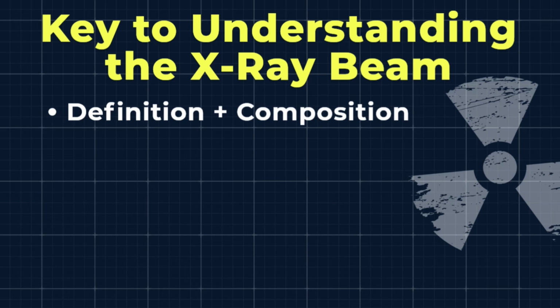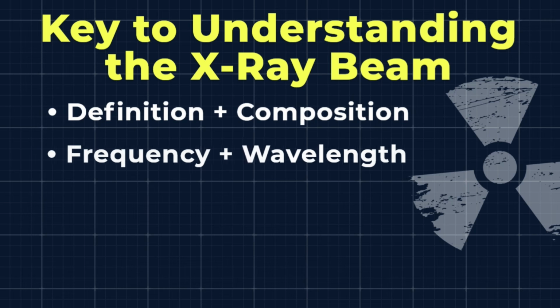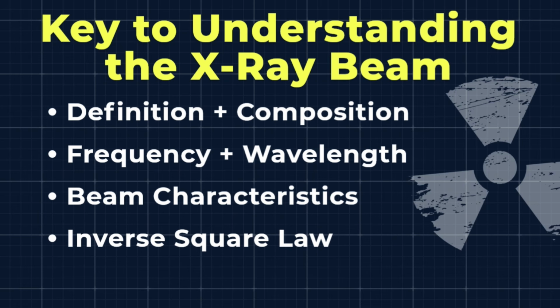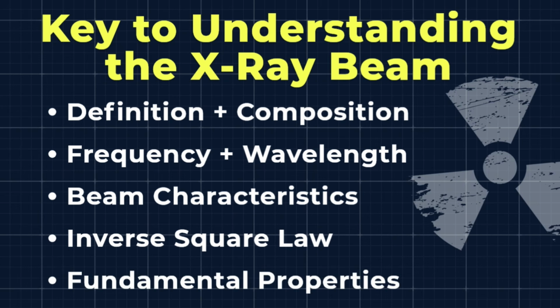Now, in order to understand something we can't even see, like the X-ray beam, we need to define what it is and what it's composed of, understand the significance of its frequency and wavelength, take a look at its inherent characteristics, know how it behaves using the inverse square law, and master its basic fundamental properties. If we can grasp those 5 things, we'll understand the X-ray beam, which is a key step to knowing how it affects your patient, your X-ray image, and even you, which is something we'll cover when we get to radiobiology.